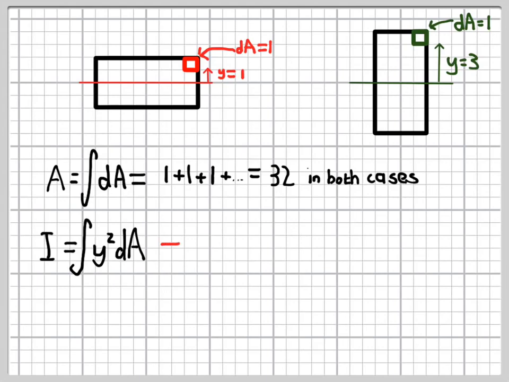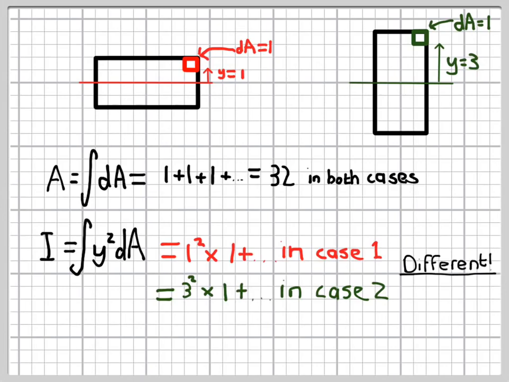If we evaluate that, then in the first case, what we get for the little piece of area is 1 squared, because the y is 1 in this case, multiplied by 1. And then, of course, we'd have to add up all the similar terms for each other piece of area. In the second case, however, the small piece of area has a y value of 3, so we end up with 3 squared times 1. Or in other words, that piece of area has 9 times as much importance for the second moment of area as the one in the first case.